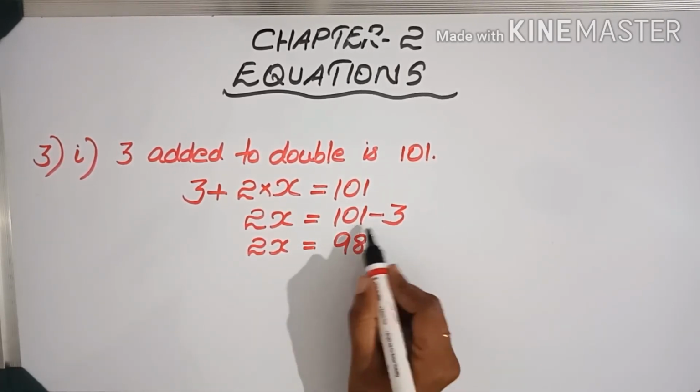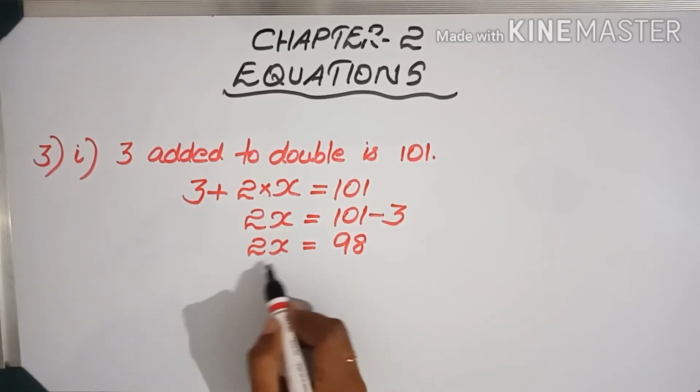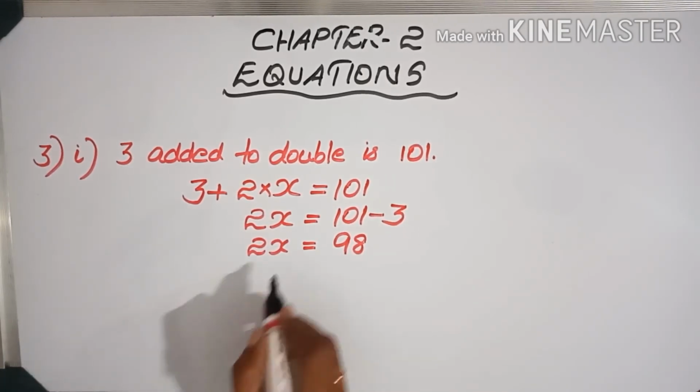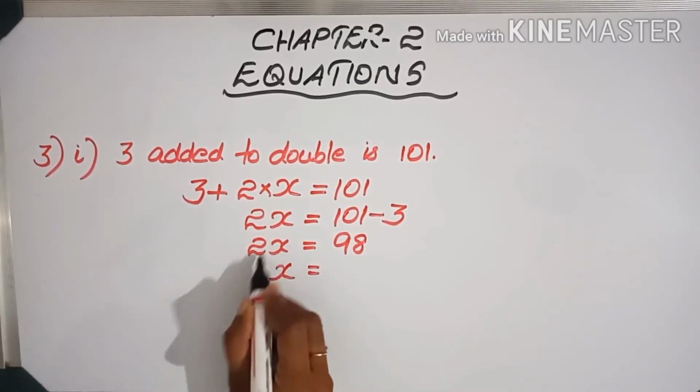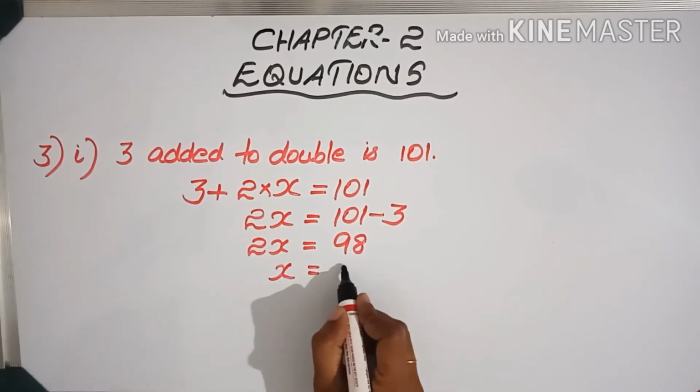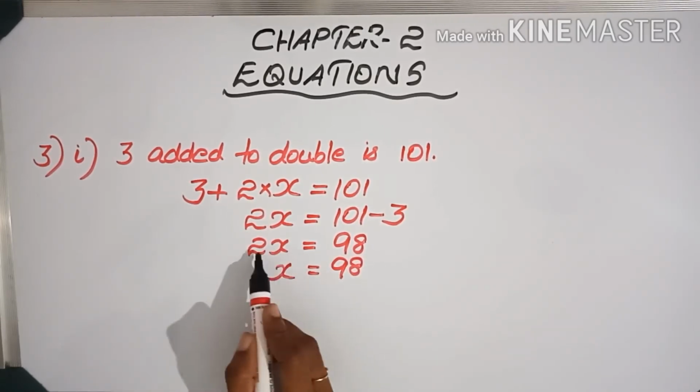Okay, so 101 minus 3, 98. Now in the next step we need to find what? The number we need to find. That means x we can find. Keep x here and take this 2 along with the 2 to this side. So here 98. Here 2 into x is, okay, 2 into x.